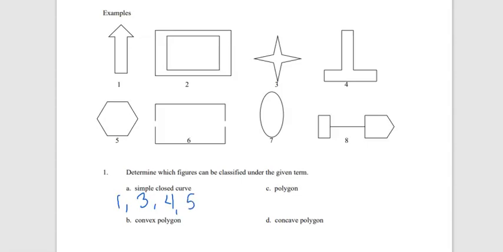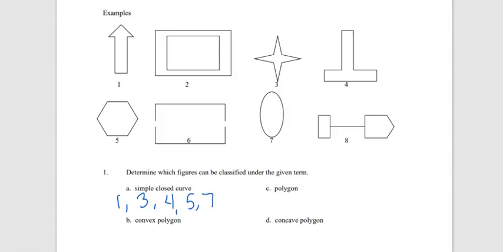So would number 5. You can draw that without lifting your pencil. It does not cross over itself. You would start and stop at the same point. Number 6 would not, because the gaps here would indicate that you had to lift your pencil, and so that would not work. Number 7 would. You can draw that without lifting your pencil. You would start and stop at the same point, and it does not cross over itself.